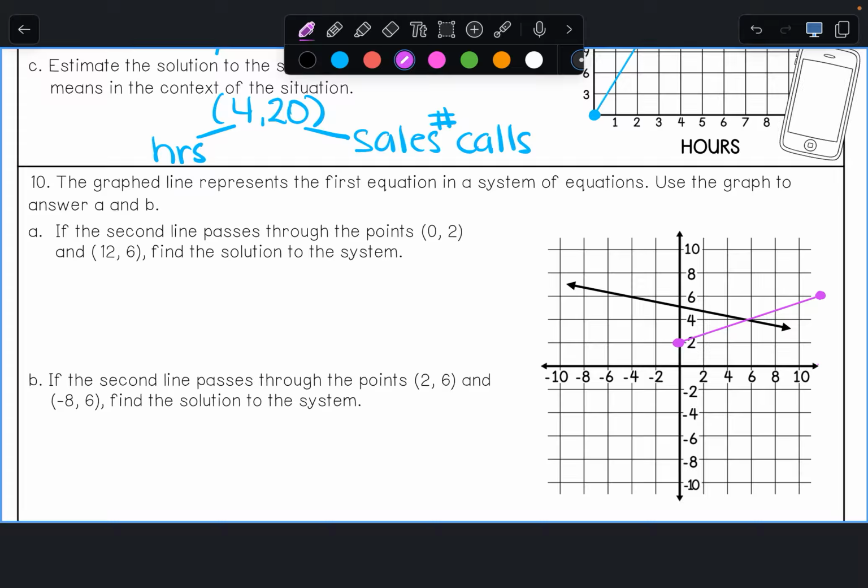Where is the solution? 6, 4. Okay. For the second one, if the second line passes through 2, 6 and negative 8, 6, where would those two cross? Negative 4, 6. Negative 4, 6. All right.